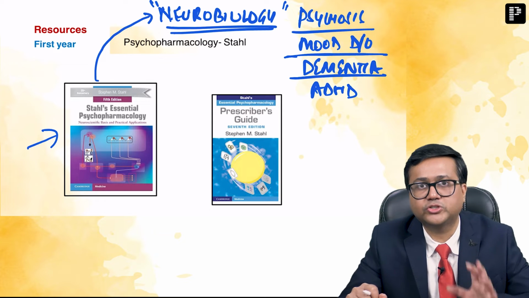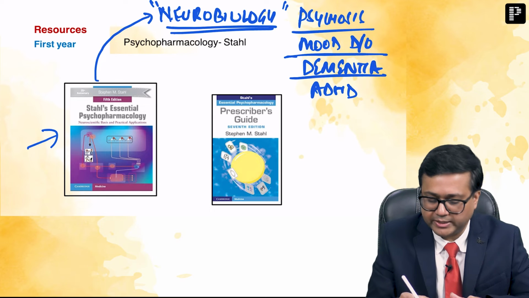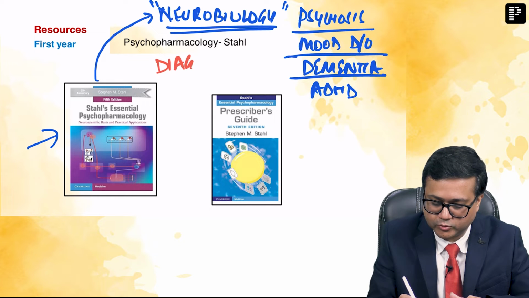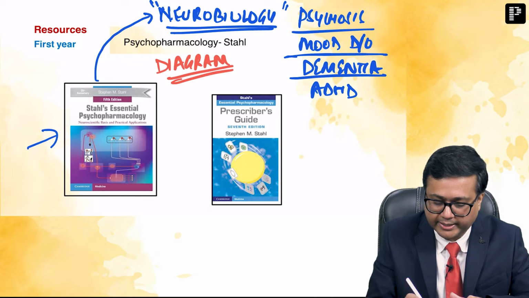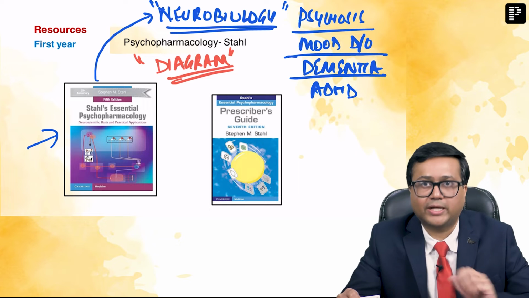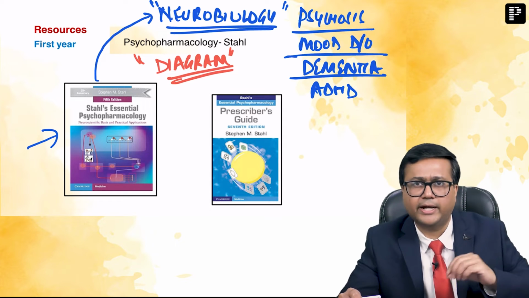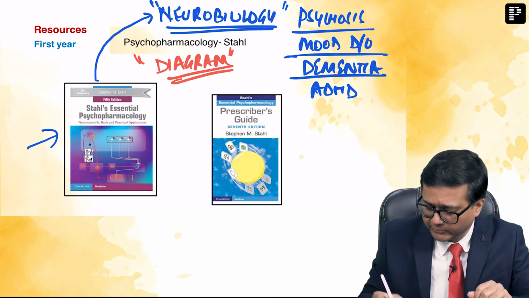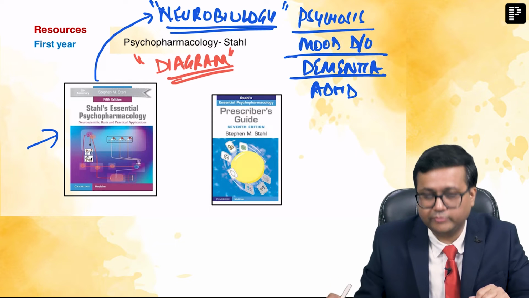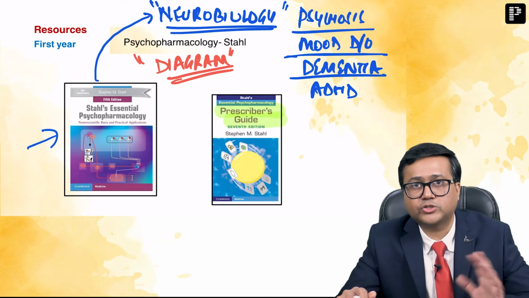Now, a good point about Stahl's Essential Psychopharmacology is that it has very beautifully shown diagrams and illustrations. Diagrams are very important, and sometimes it becomes very easy to understand things when you are seeing those diagrams. So try to start reading Stahl's Psychopharmacology as well, and some of the important topics. Now also, one other book which you can use is the Prescriber's Guide, that is Stahl's Prescriber's Guide.